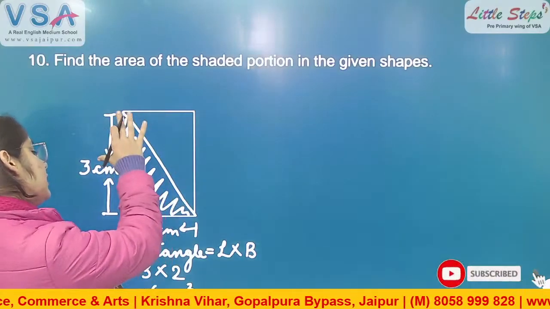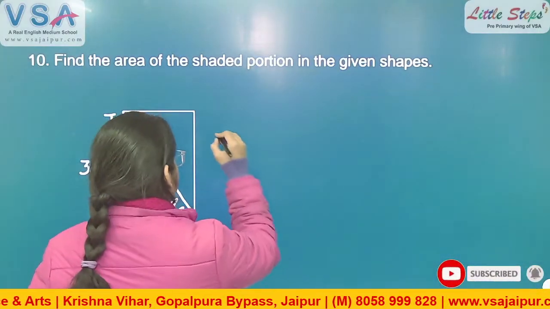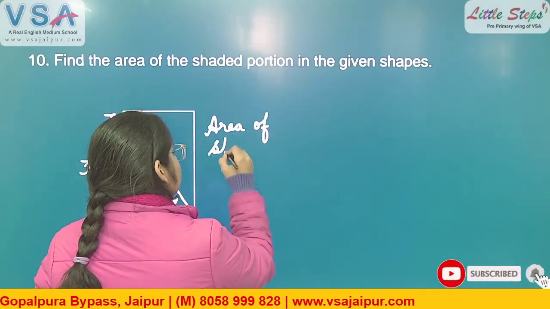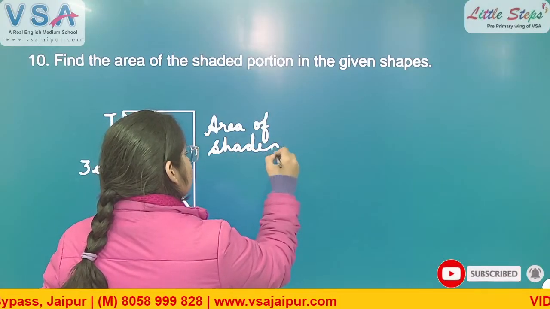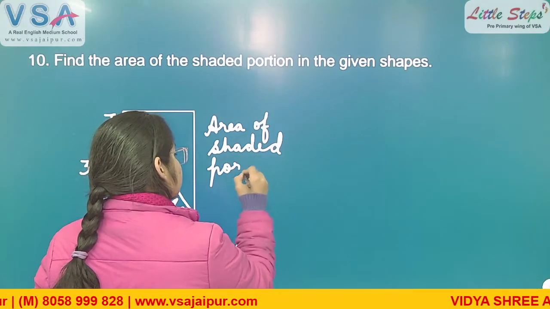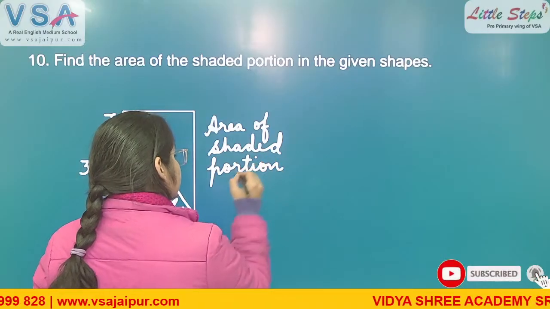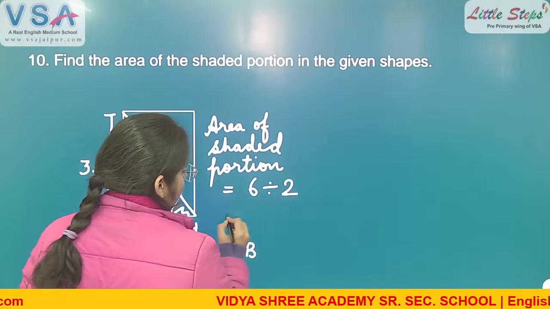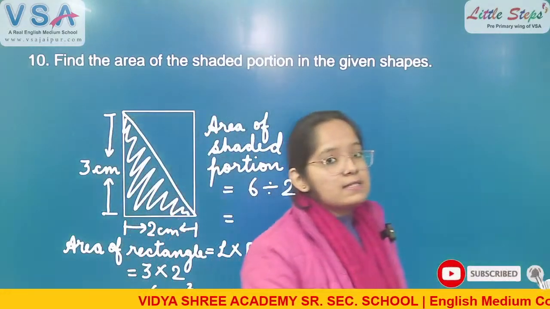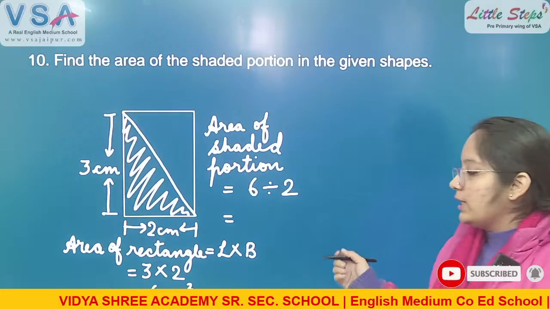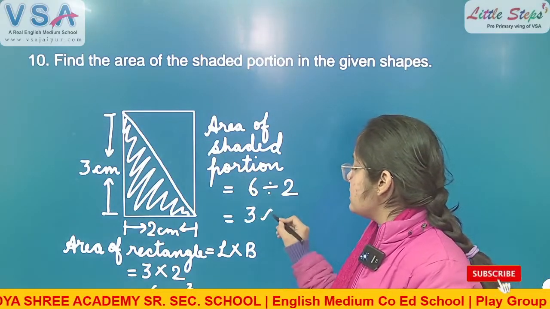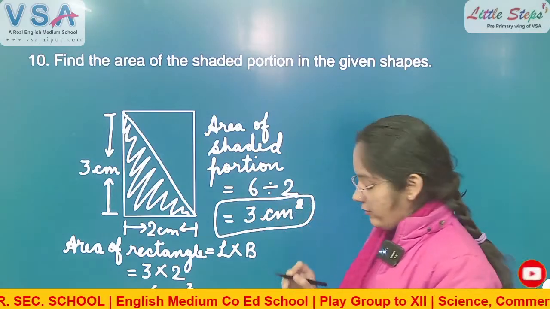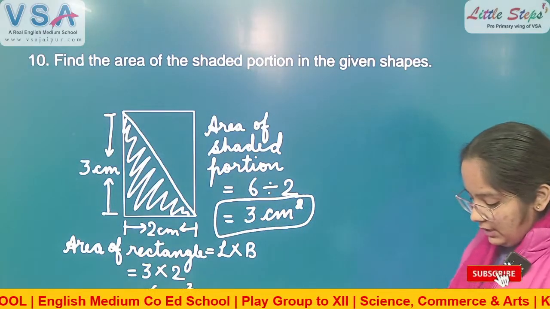We have to find it for the shaded portion. So what will we do? Area of shaded portion is 6 divided by 2. Means how many times does 2 come in 6, in the table of 2? It comes 3 times. So the answer is 3 centimeter square. This is the area of the shaded portion. I hope I am clear.